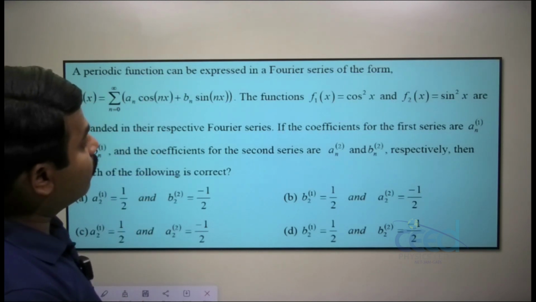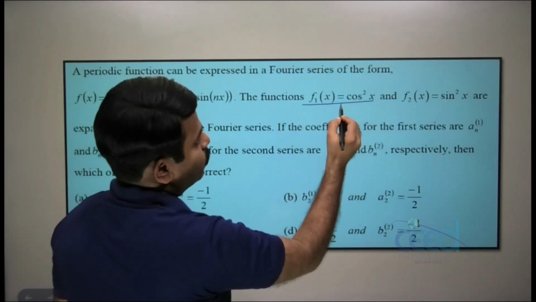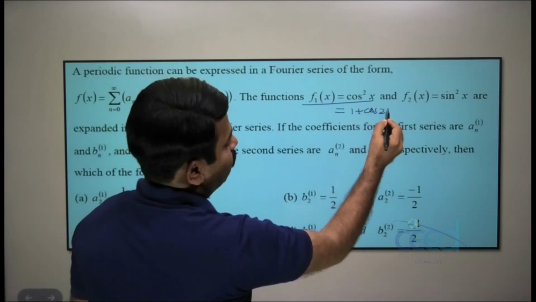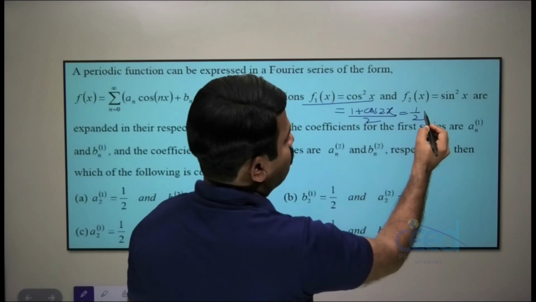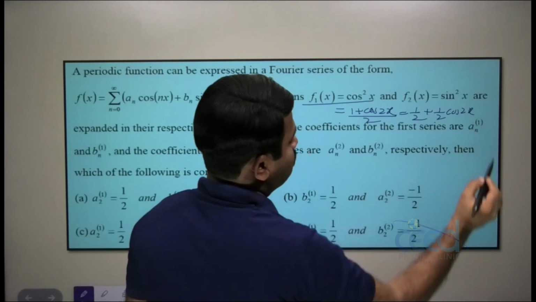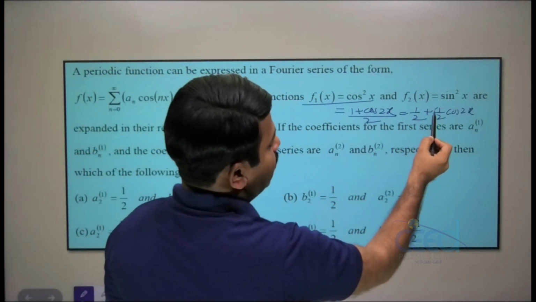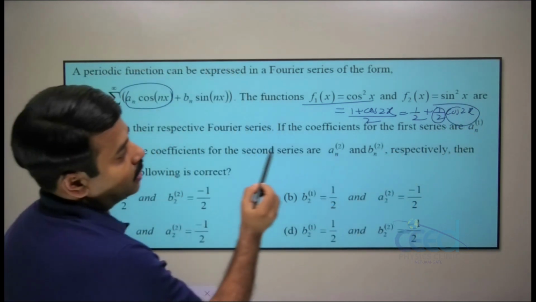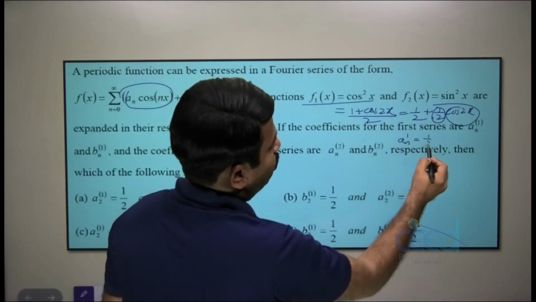Now, look here. First function: f1 of x is equal to cos square x. Cos square x I can write as 1 plus cos 2x divided by 2 by trigonometric relation. That is 1 by 2 plus 1 by 2 cos 2x. Am I right? Then this 1 by 2, look here, is in an cos nx format. Then an1 is equal to 1 by 2.